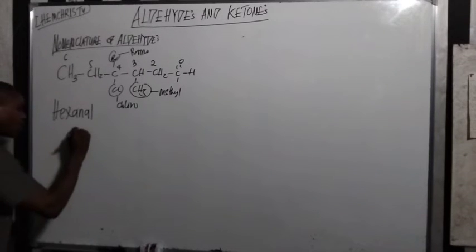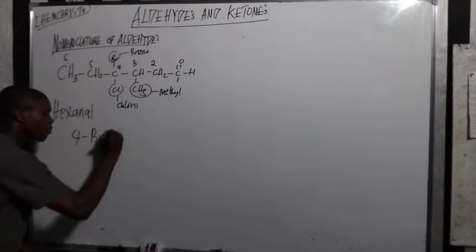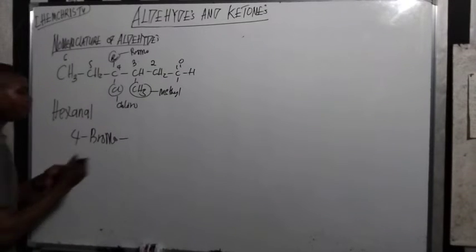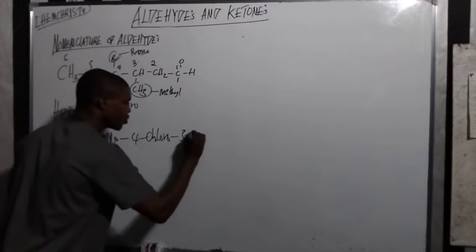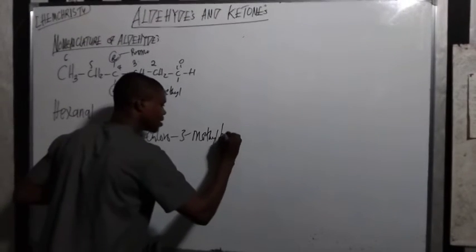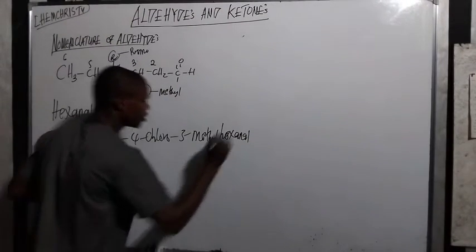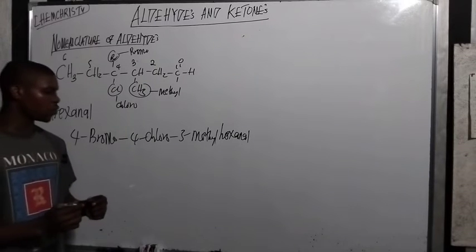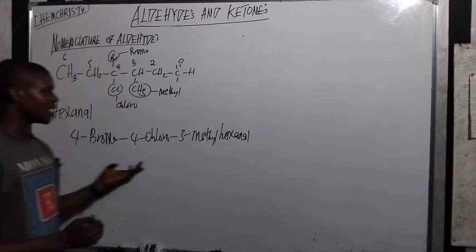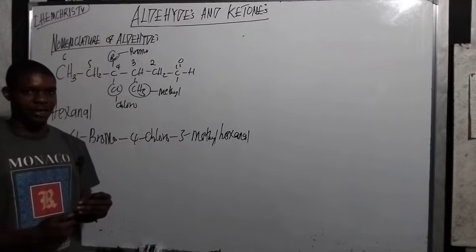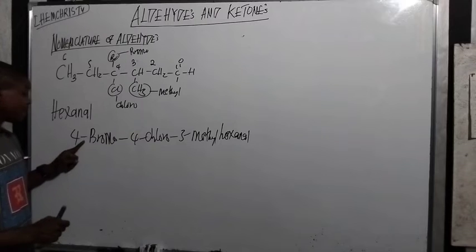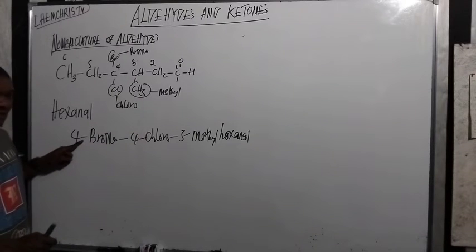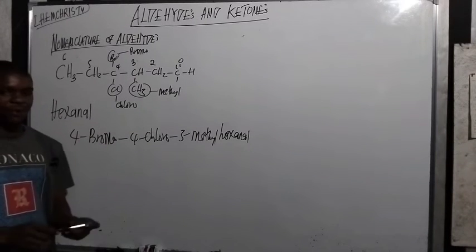So at carbon number 4, I have 4-bromo. You understand? Then 4-chloro. Then I have 3-methyl. Then I have hexanol. Can you see that? 4-bromo-4-chloro-3-methylhexanol. So that is the name of this compound here. So remember, numbers and letters must be separated by this hyphen, this dash here. It is very, very important. You separate numbers and letters.